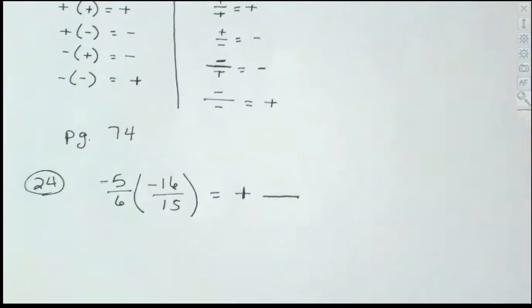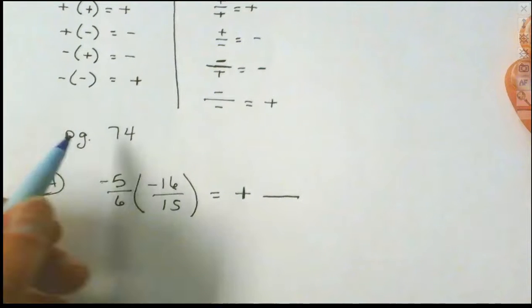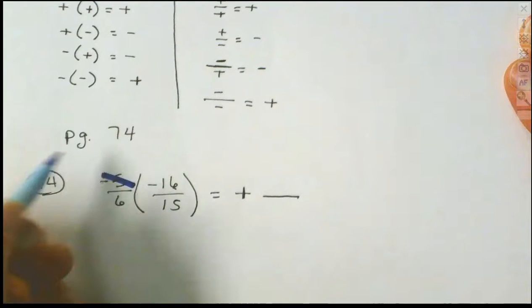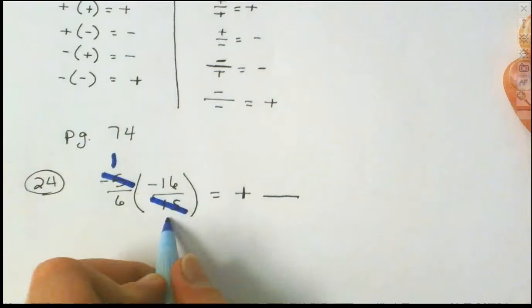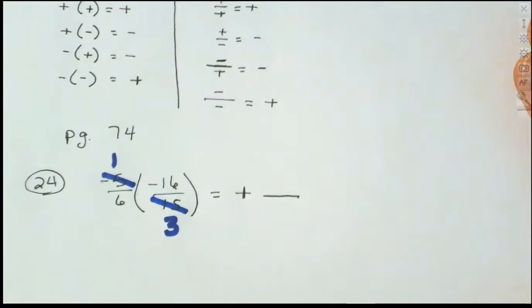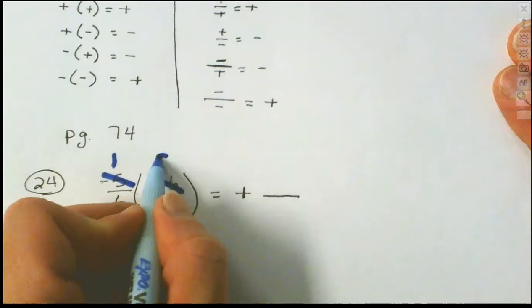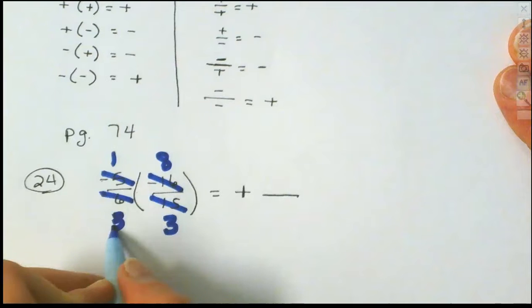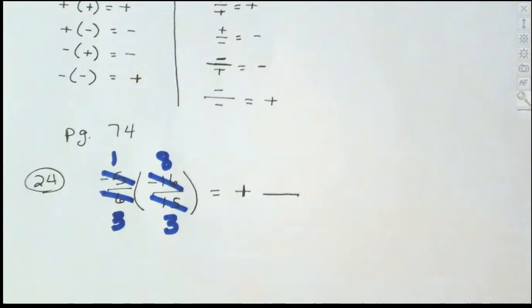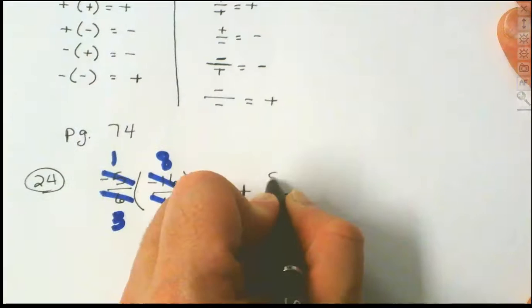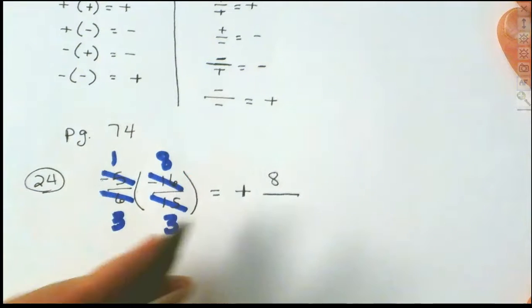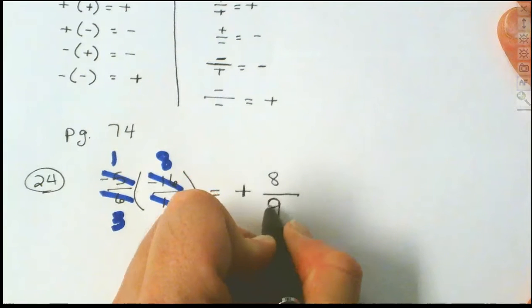And let's go ahead and reduce it down. We've got a 5 and a 15. So that's going to be a 1 and a 3 when we reduce on our diagonal. And what about the 16 and the 6? Well, those have a 2 in common. So that's going to make it an 8 and a 3. Now we simply multiply across, because we're multiplying here. 1 times 8 is 8. 3 times 3 makes it a 9.